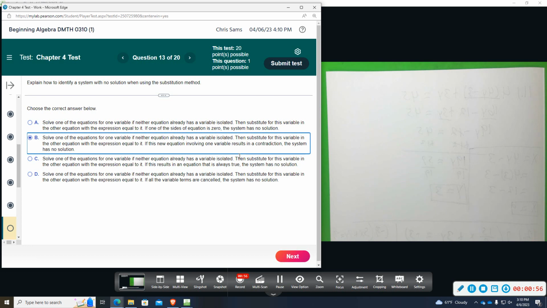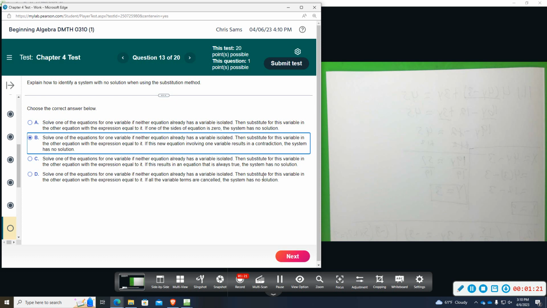This one says solve, substitute. If the result of the equation is always true, then it's no solution, so no. If it was true, like the previous problem, it would be infinite solutions. All right, and then D, solve, substitute. If all the variables are canceled, the system has no solution.